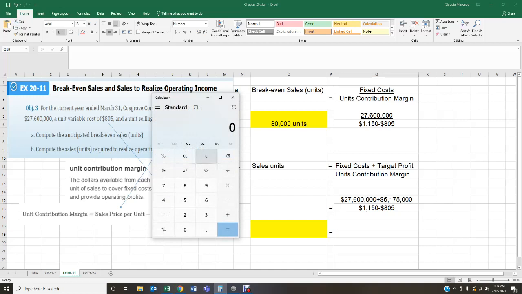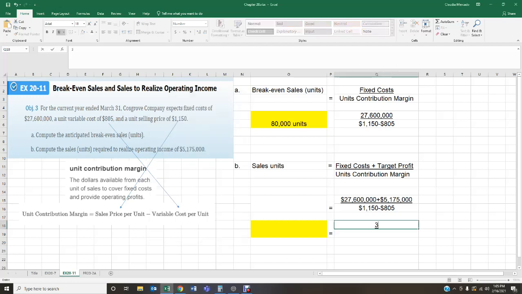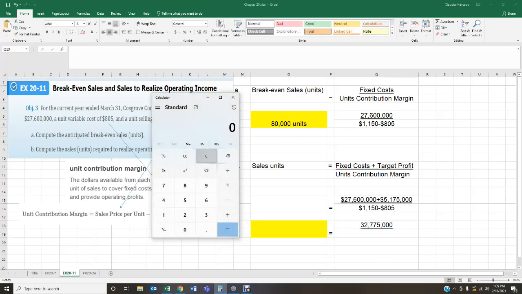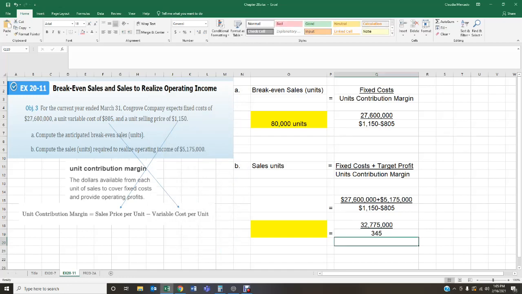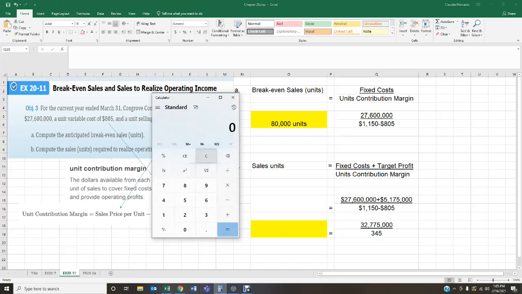For the top component, 27,600,000 plus 5,175,000 will give me 32,775,000. And I'm going to divide that by 1,150 minus 805, which is 345. So I've got 32,775,000, and I'm going to divide by 345. That gives me 95,000 units.